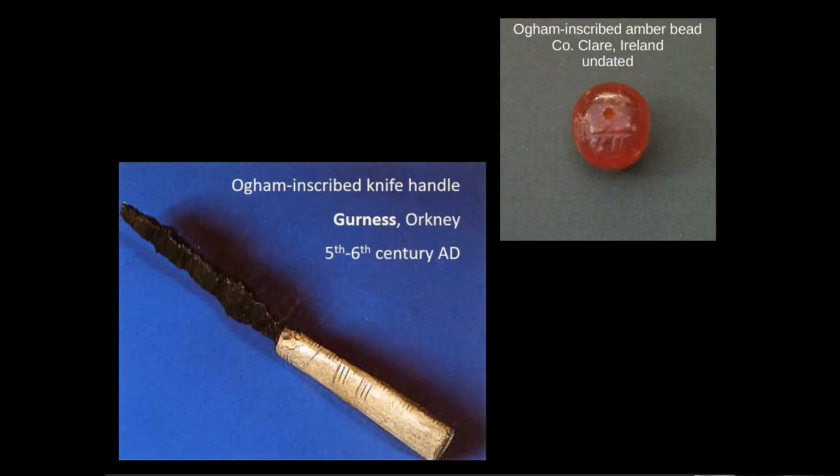Ogham inscriptions are sometimes also found on smaller portable objects of different types of materials, such as bone. As you can see, an example here from Orkney of an Ogham inscribed knife handle made of bone, and again an Ogham inscribed amber bead from County Clare. However, these types of objects are in very small numbers in comparison to the numbers of Ogham stones that we have around the country, which is approximately 360 in total.